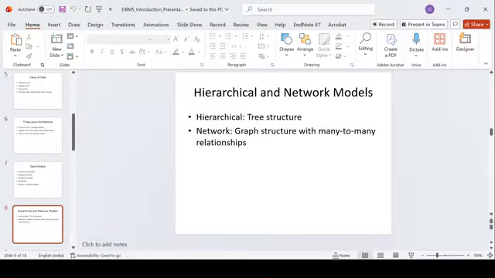Next, we see the hierarchical and network model. The hierarchical model organizes data in a tree structure with parent-child relationship. So the network model uses a graph structure and supports many-to-many relationships.